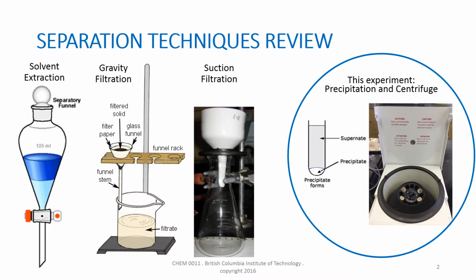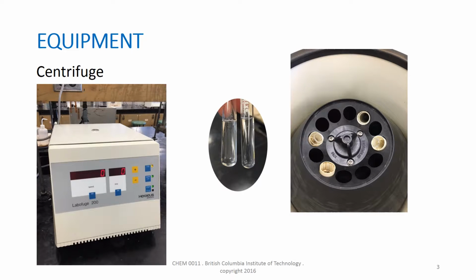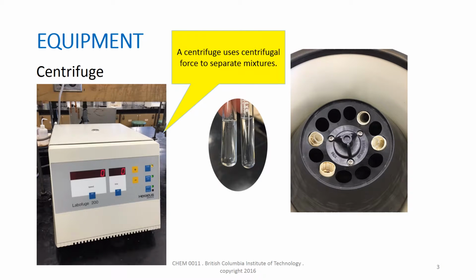In this experiment, the focus is on two separation techniques, precipitation and centrifuge. The equipment that is used in this experiment is the centrifuge. The centrifuge uses centrifugal force to separate mixtures. When the mixture to be centrifuged is comprised of a solution and a precipitate, the end result will cause the precipitate to settle toward the bottom of the test tube.